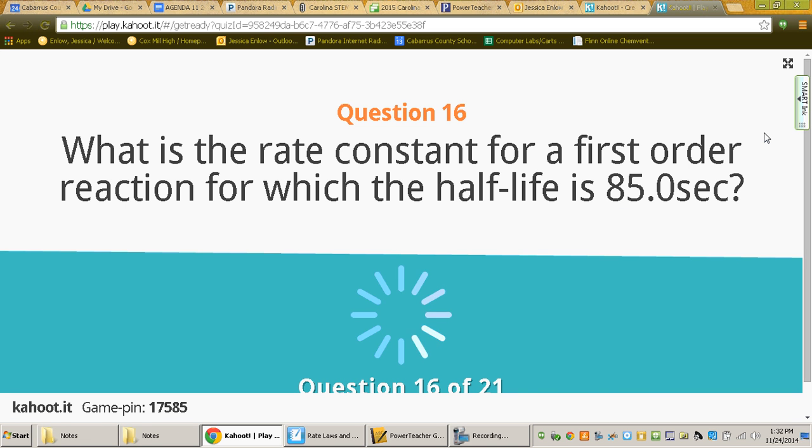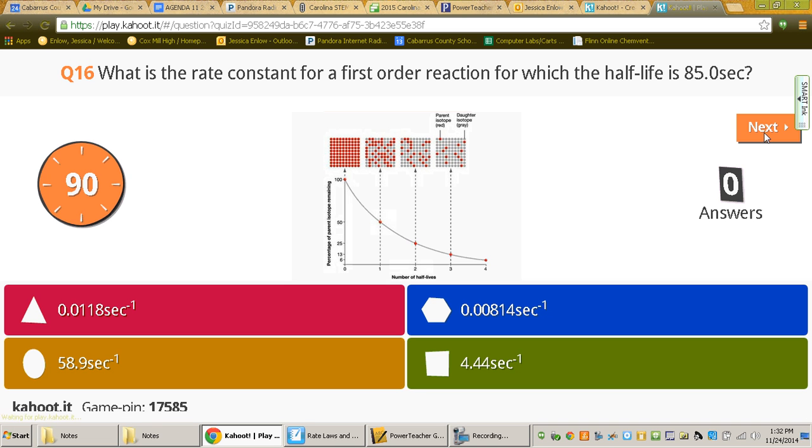What is the rate constant for a first order reaction for which the half-life is 85 seconds? Graph doesn't matter. If you have a calculator out, I'm cool with that. It's just a half-life.